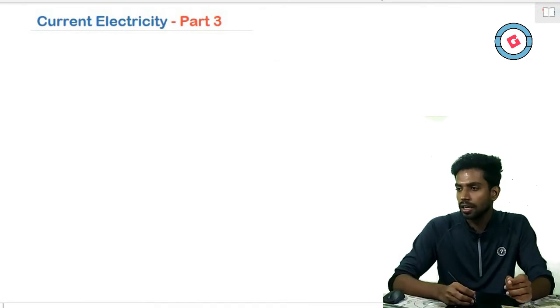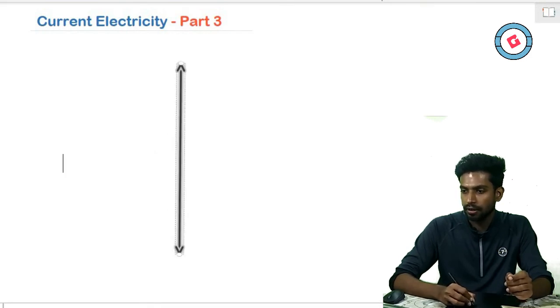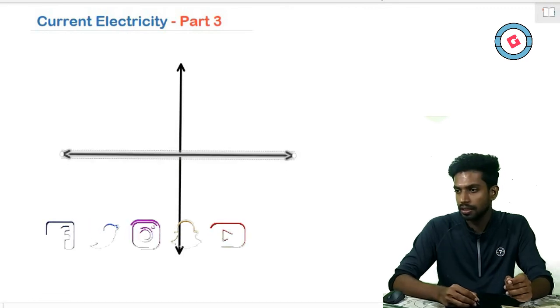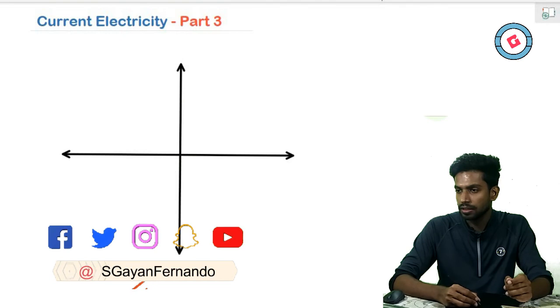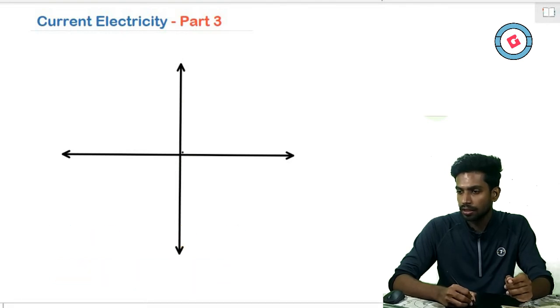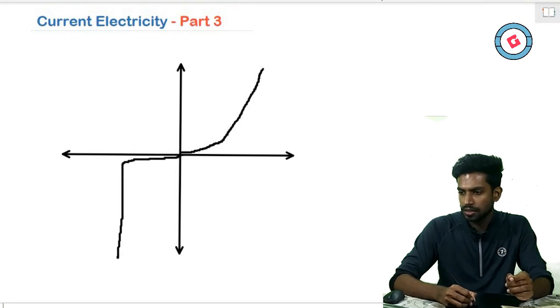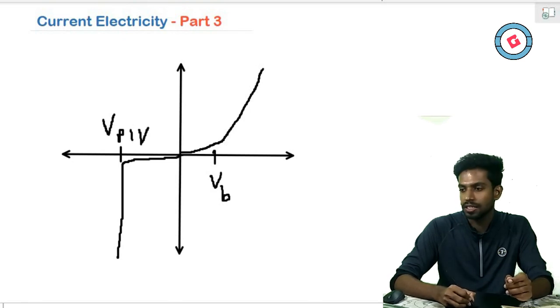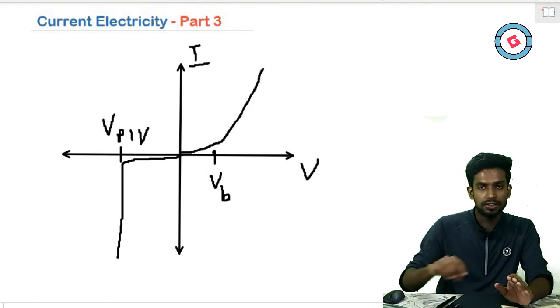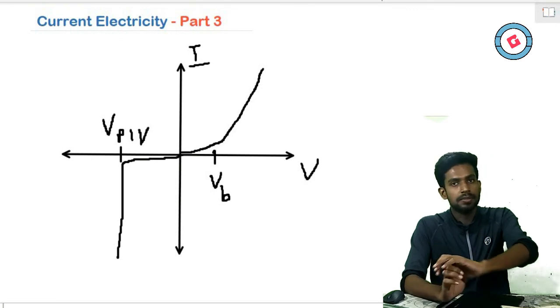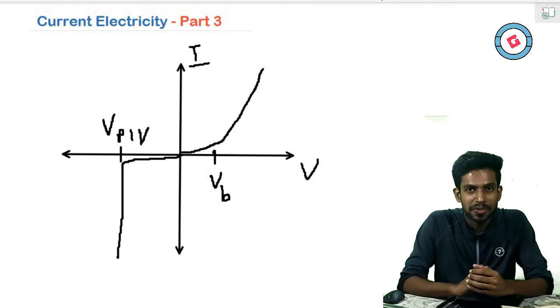The other one is the junction diode, which will be explained in detail in the electronics unit. So it will look like this. This is VB, which is known as breakthrough voltage. This is VPIV, known as peak inverse voltage. This is the characteristic curve for a junction diode. So with these diagrams, this video comes to the end.